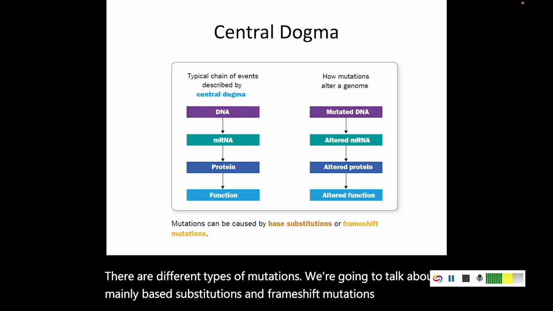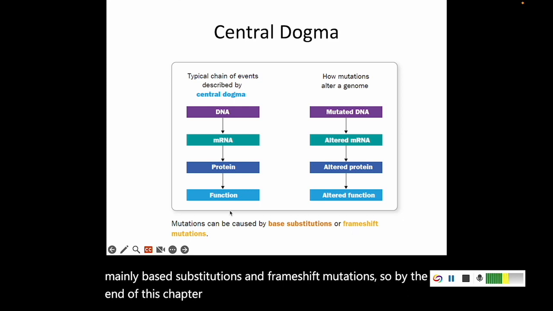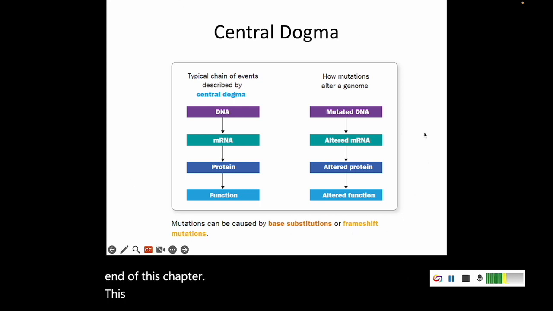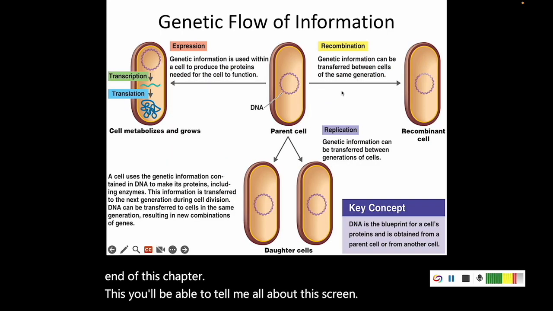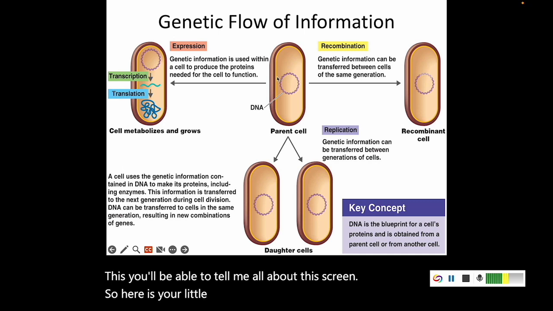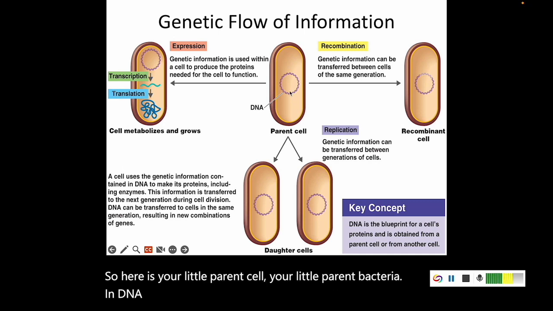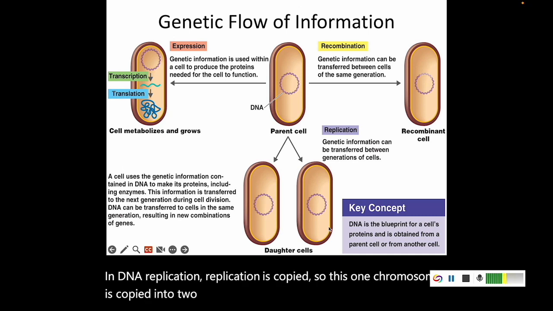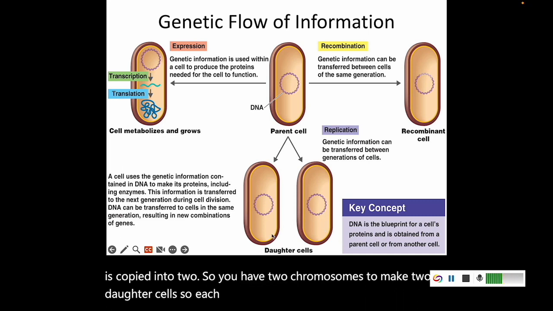So by the end of this chapter, you'll be able to tell me all about this screen. So here is your little parent cell, your little parent bacteria. In DNA replication, DNA is copied. So this one chromosome is copied into two. So you have two chromosomes to make two daughter cells. So each daughter cell has its own DNA.